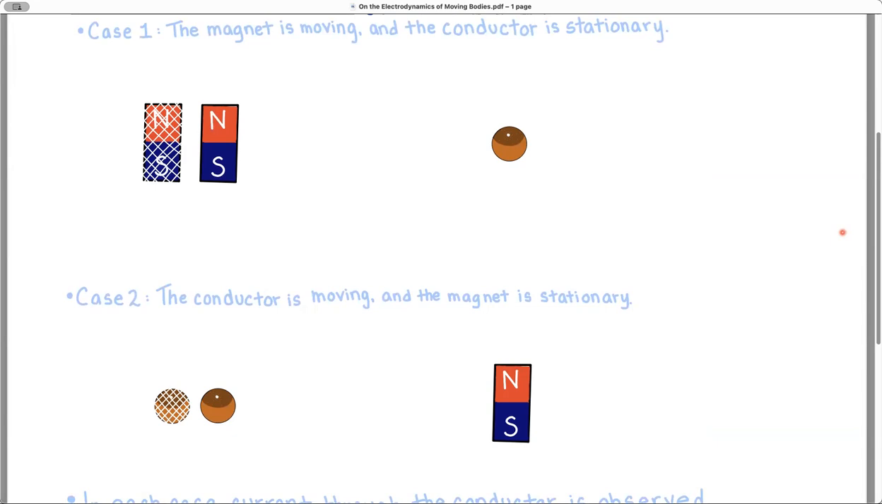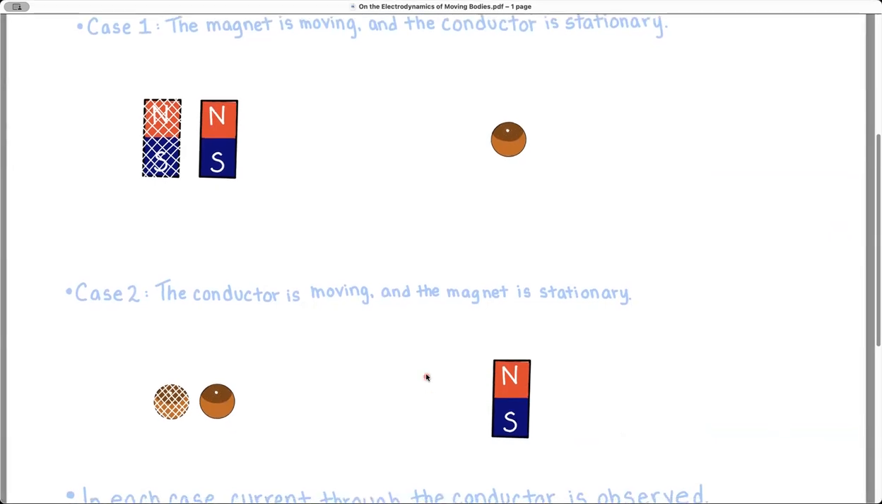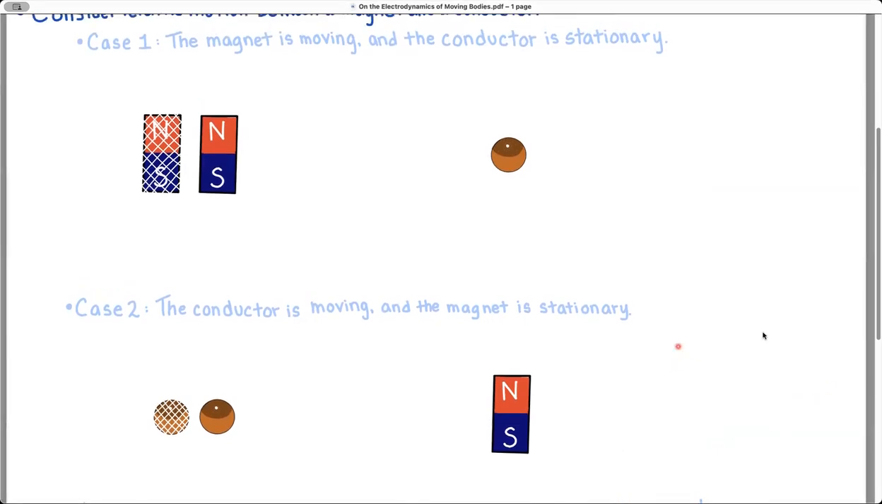Einstein's point in just one paragraph is that the underlying phenomenon of relative motion leads to a deeper understanding of what is actually happening when one of these two objects moves.